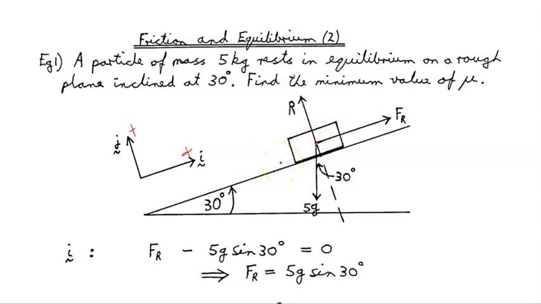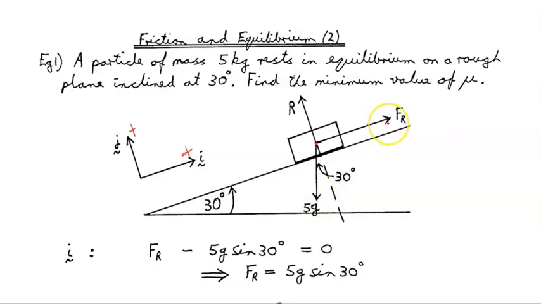Okay, so we've got a particle of mass 5 kilograms resting in equilibrium on a rough plane inclined at 30 degrees. Find the maximum value of mu. Remember the frictional force is mu times the reaction force, and we want to find the value of mu. Now the friction acts up the plane, preventing the block from sliding down. Gravity has a component pulling it down the plane. We'll talk about that shortly.